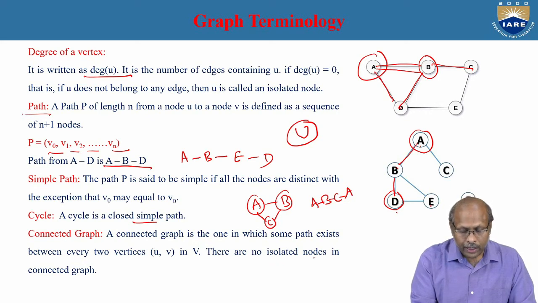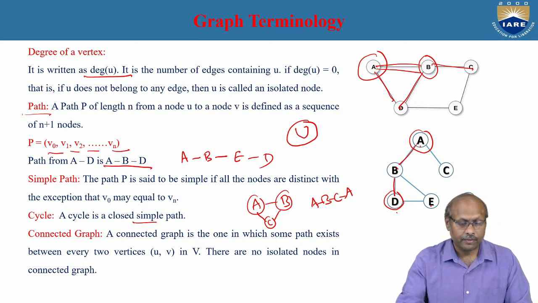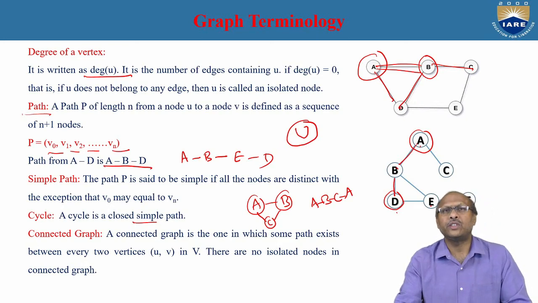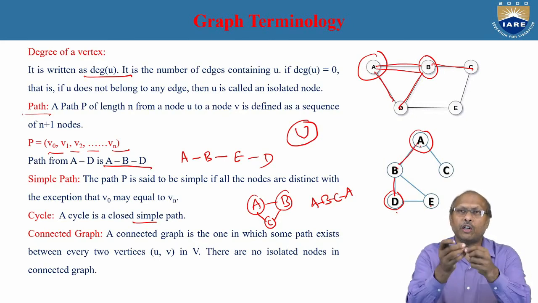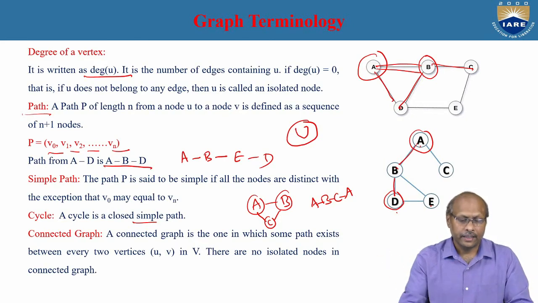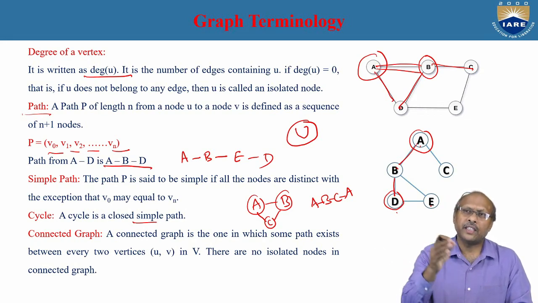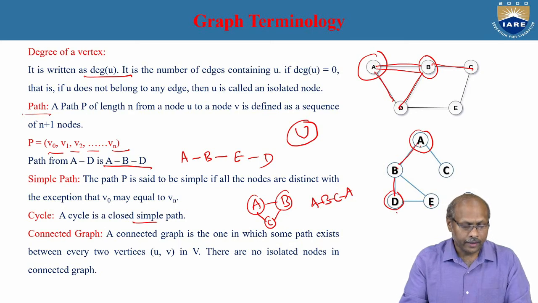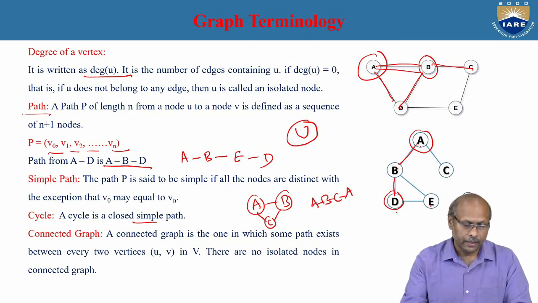There are no isolated nodes in a connected graph. In a connected graph, there is no isolation at all. So these are the different terminologies you should know. One is degree of vertex, that tells how many nodes are connected to a node. Path tells in which way you have to traverse to reach the destination. Cycle path says starting point and ending point are the same, and connected graph means all nodes are connected to each other.